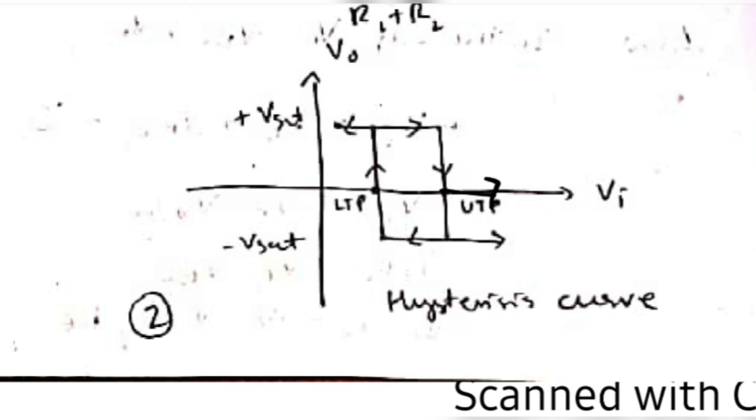When it crosses UTP, the output becomes low here. Similarly, when the input goes below LTP, the output should become high, so the output is becoming high here.